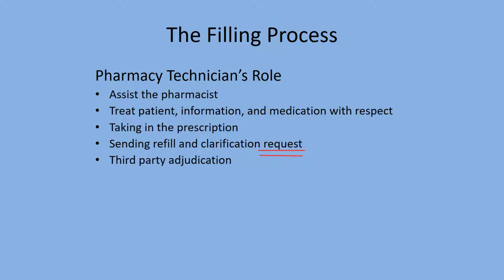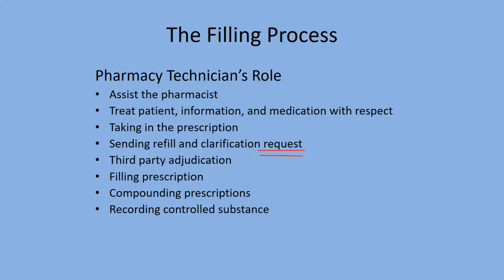Third-party adjudication. If you caught that in the first one, adjudication is just the electronic processing of prescription claims. Techs can fill prescriptions, techs can compound, and of course record controlled substances. So for C2s, you have to have a perpetual inventory count. Anything that can't be done by the tech must be referred to the pharmacist.